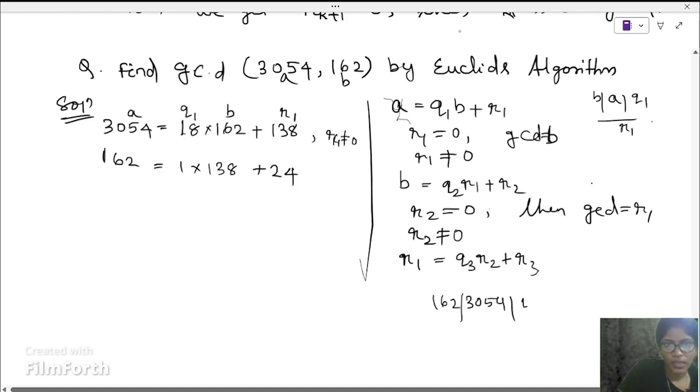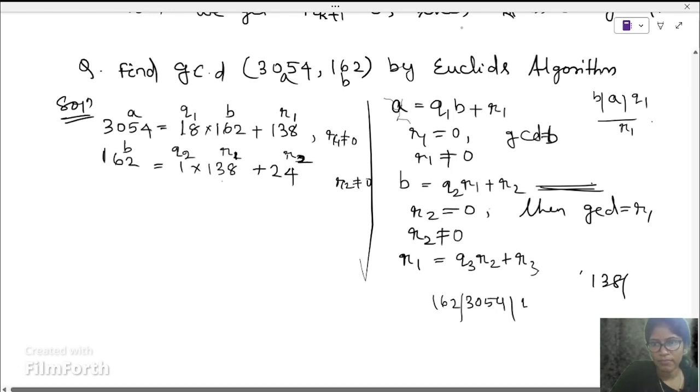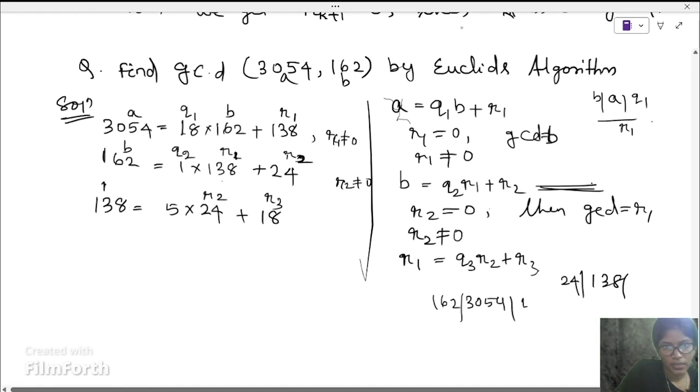Here 162 is our b. According to the second step, b is equal to q2 r1 plus r2. This is r1 and this is our r2. Here r2 is not equal to 0, so divide r1, 138, by r2, which is 24. That implies we can write 138 is equal to 5 into 24 plus 18. This is our r3, this is r2, and here is r1. This is q3.